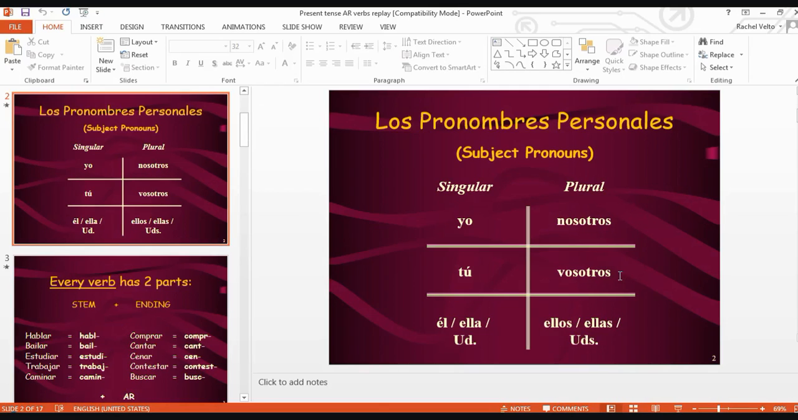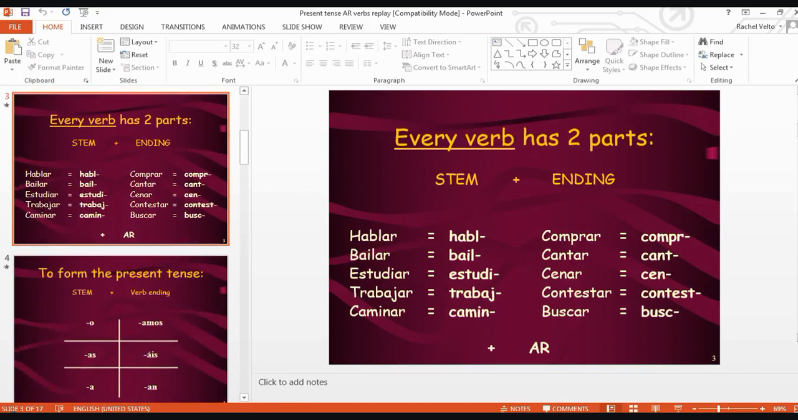Below that, we've got vosotros, which is all of you, my friends. And if we change that to an AS, vosotras, it's all of you, my friends, girls. And then the last box, we've got ellos and ellas, which is they, masculine and feminine, respectively. And then UDS, which is ustedes, all of you, formal. So let's take a look at the next page.